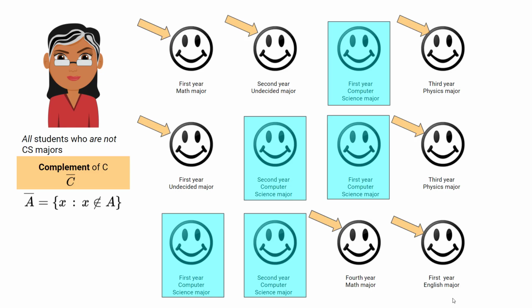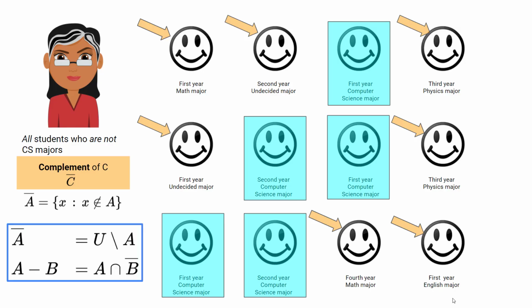That's this set of 7 students. Notice that in order to find the complement, we needed to know what the entire set of students in the class was. We called that set U, and the set of all elements we are considering in any given situation is sometimes called the universe. So notice that the complement of A is just the difference U minus A, and the difference A minus B is the intersection of A and the complement of B, the set of all elements that are in A and not in B.